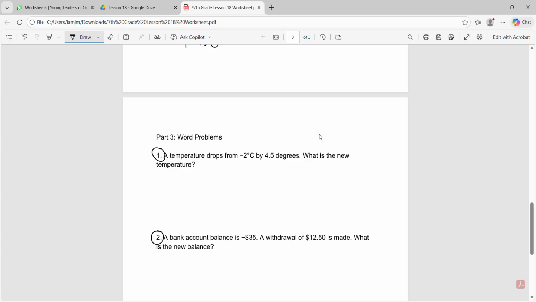Part 3, number 1. A temperature drops from -2 by 4.5 degrees. What is the new temperature? So from -2, it drops by 4.5 degrees. The new temperature is -6.5 degrees Celsius.